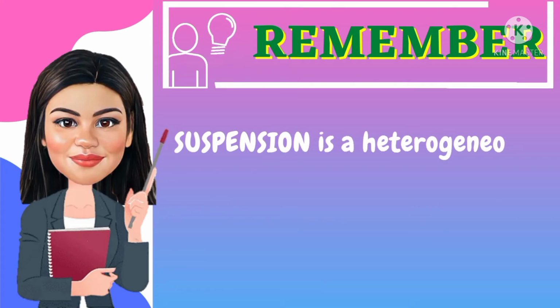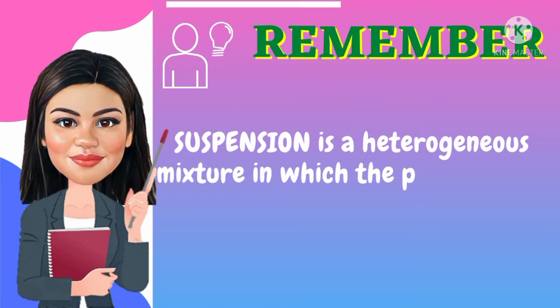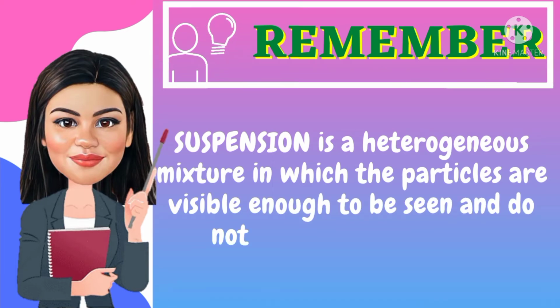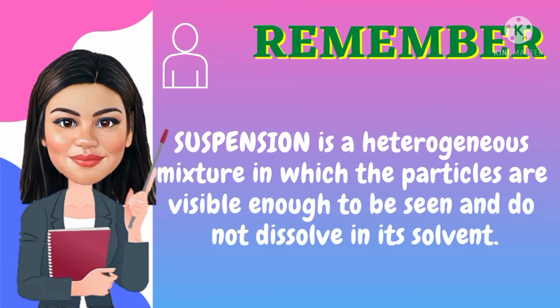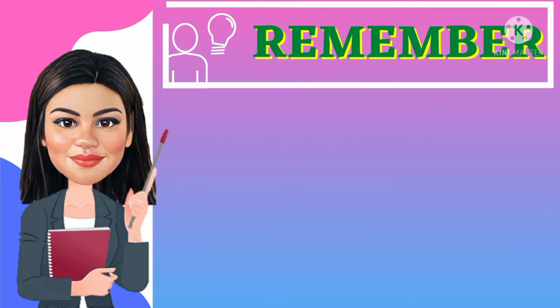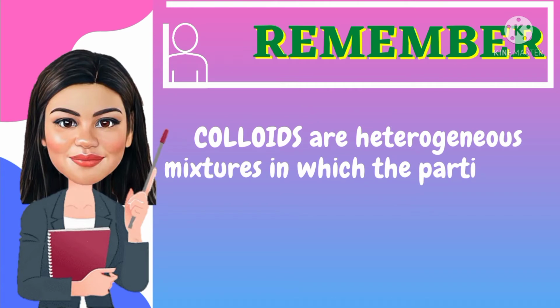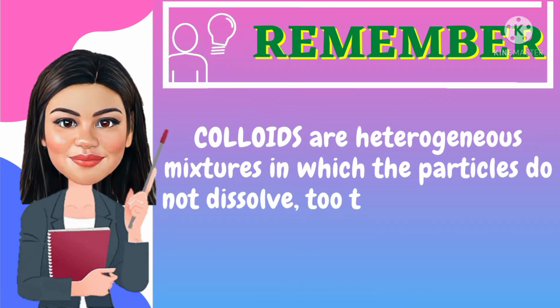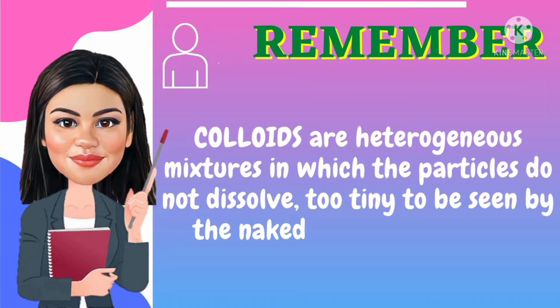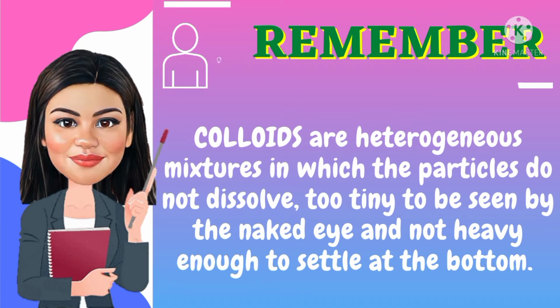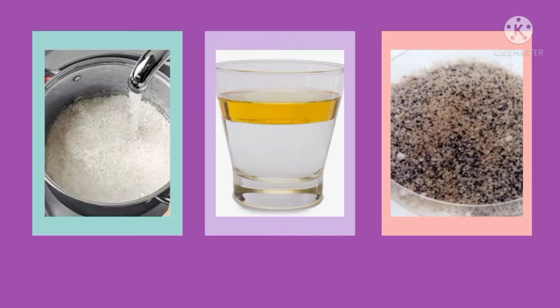Let us remember, a suspension is a heterogeneous mixture in which the particles are visible enough to be seen and do not dissolve in its solvent. While colloids are heterogeneous mixtures in which the particles do not dissolve, too tiny to be seen by the naked eye and not heavy enough to settle at the bottom.